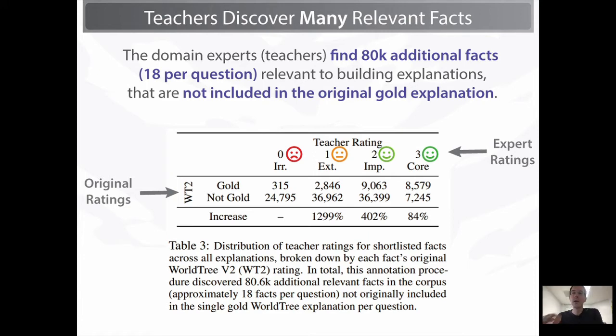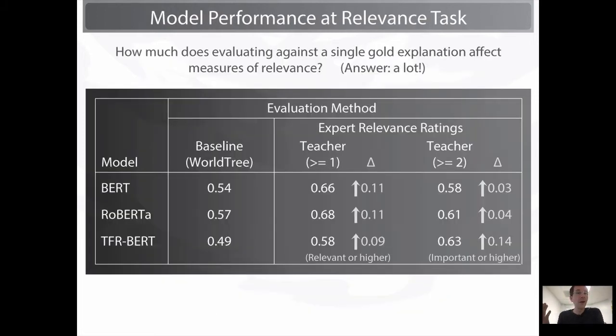So in other words, automatic evaluation for explanations is likely going to be a big problem because models could be picking out lots of good and relevant facts that we're just not detecting because they're not included in that single gold explanation. And this is exactly what we see when we actually start evaluating the models on tasks.